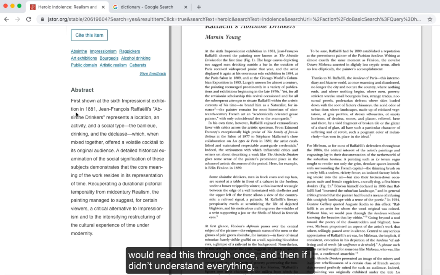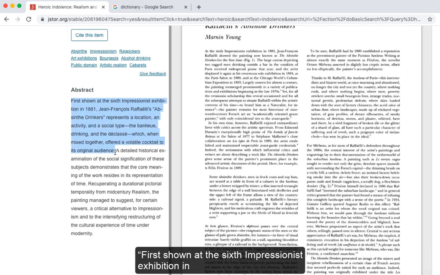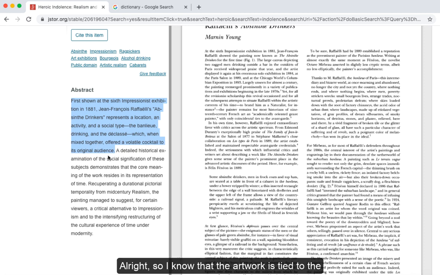So I would read through this once, and then if I didn't understand everything, which is very likely with academic texts, I would break it down sentence by sentence. Let's practice that now. First shown at the 6th Impressionist exhibition in 1881, Jean-François Raffaelli's Absinthe Drinkers represents a location, an activity, and a social type, the banlieue, drinking, and the déclassé, which, when mixed together, offered a volatile cocktail to its original audience.